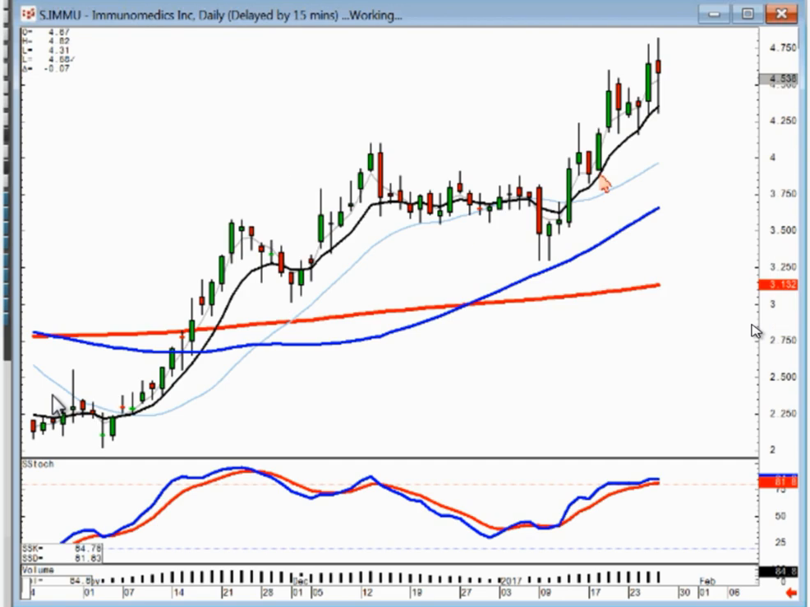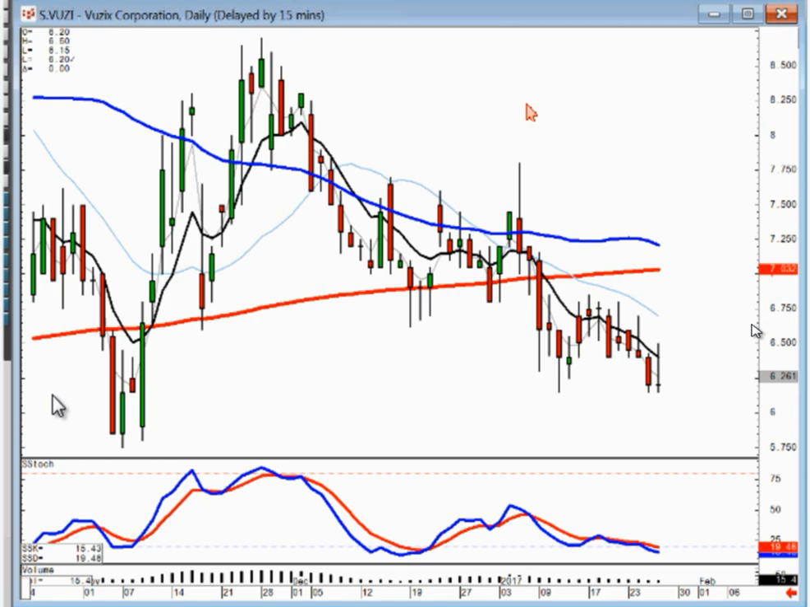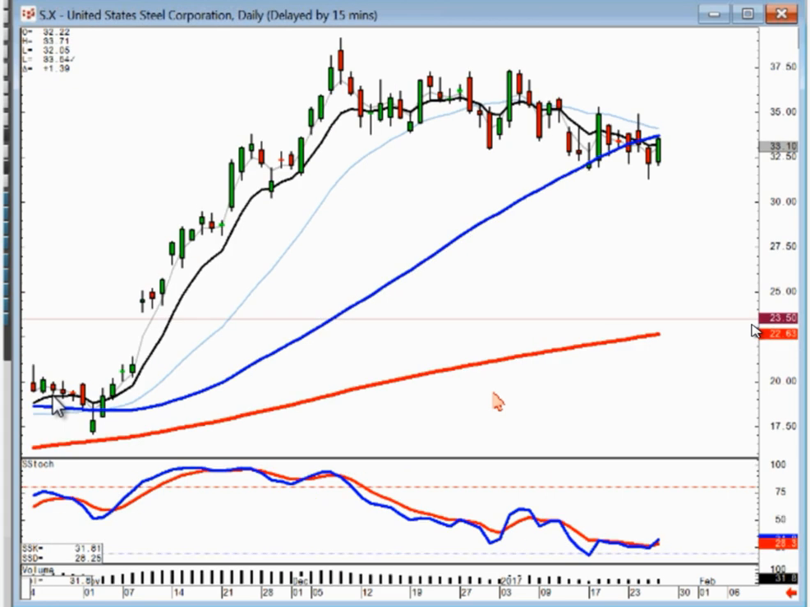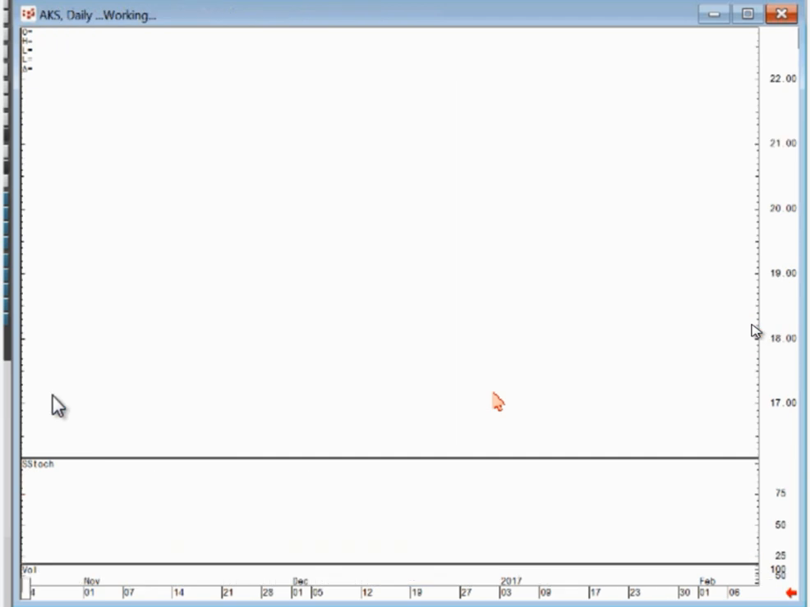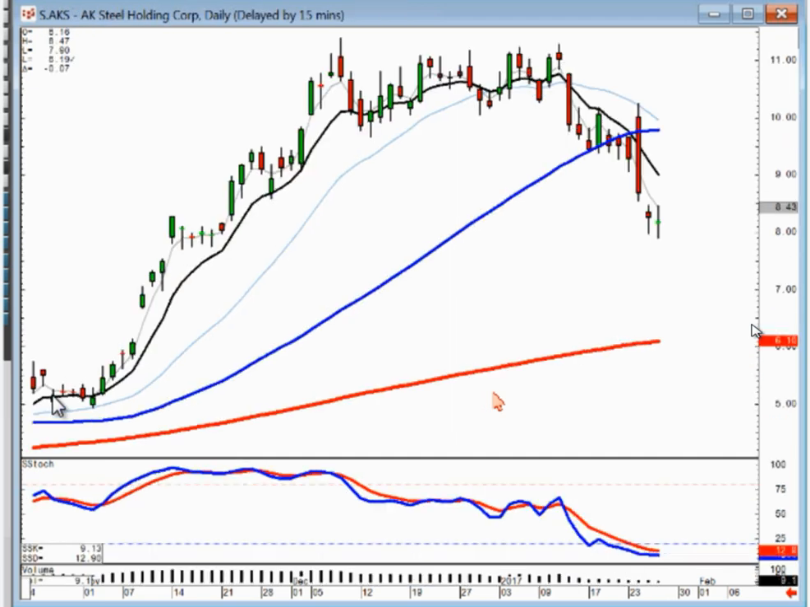There's your little scoop pattern on IMMU, another one where you just stay long. BUZI, nothing here. If you're short at some point, I'd stay short, but definitely don't want to be in this one until you see a strong reversal signal. U.S. Steel, nothing here yet, still caught in the downtrend. AK Steel, still in a definite downtrend.